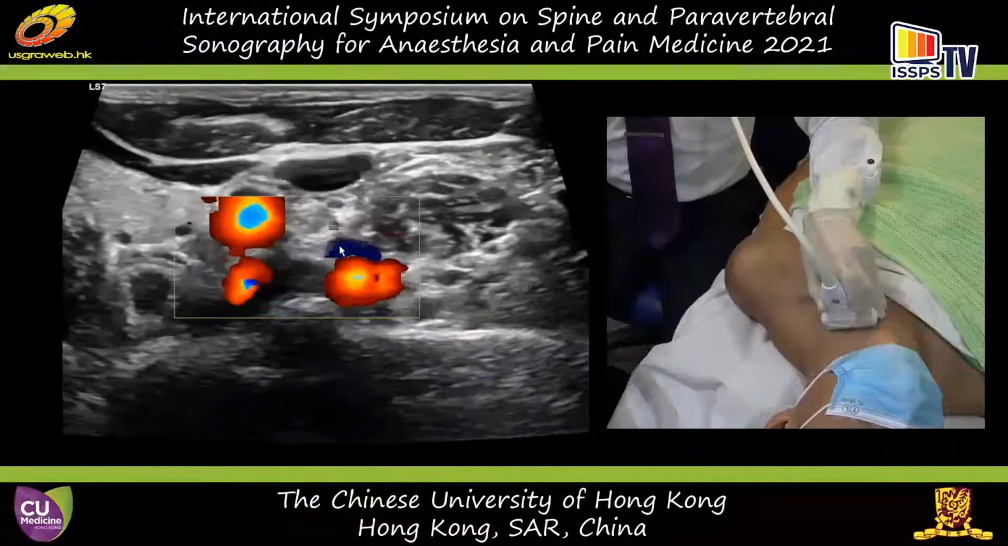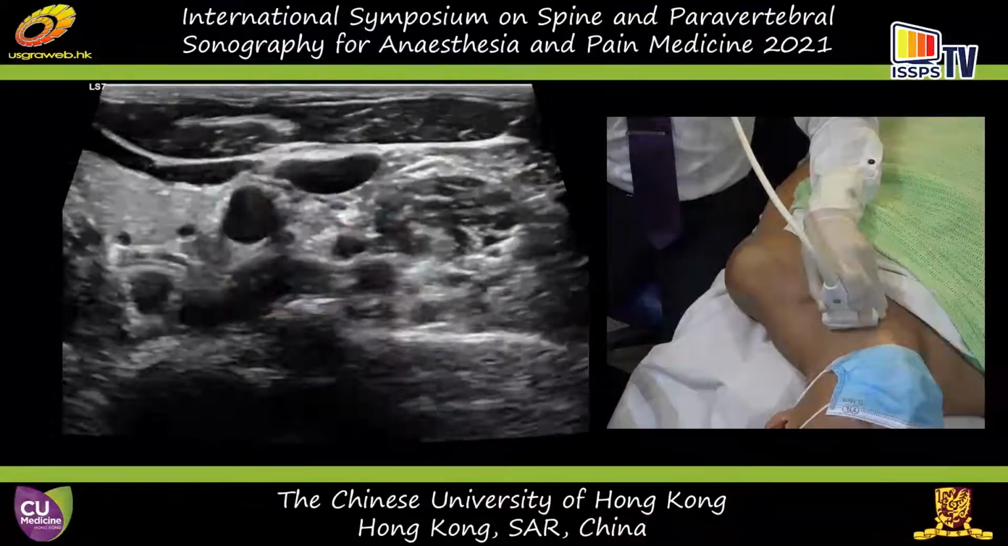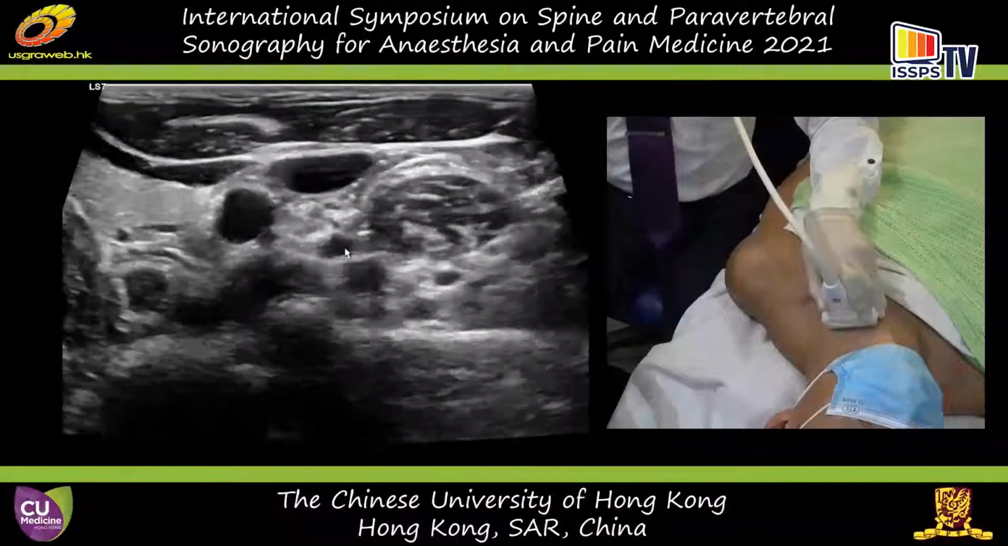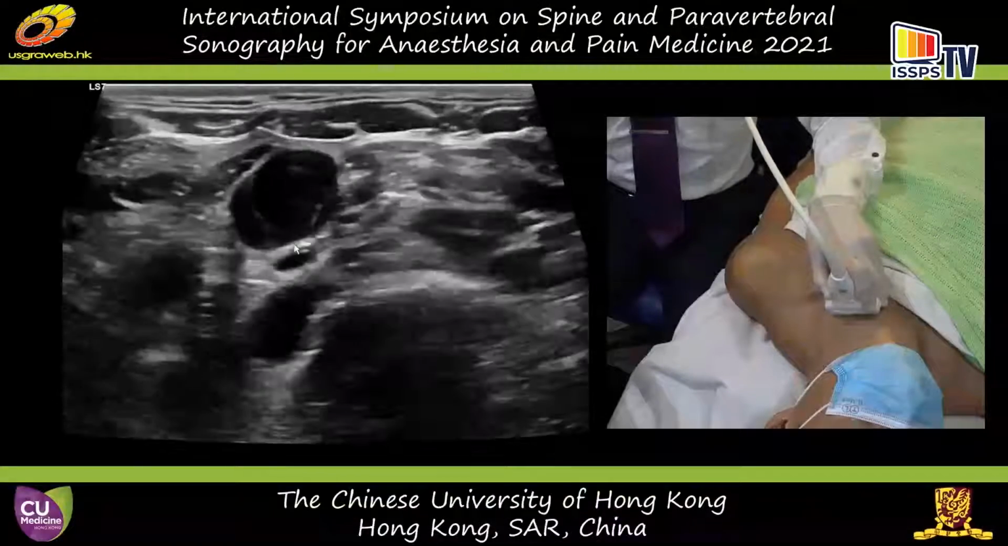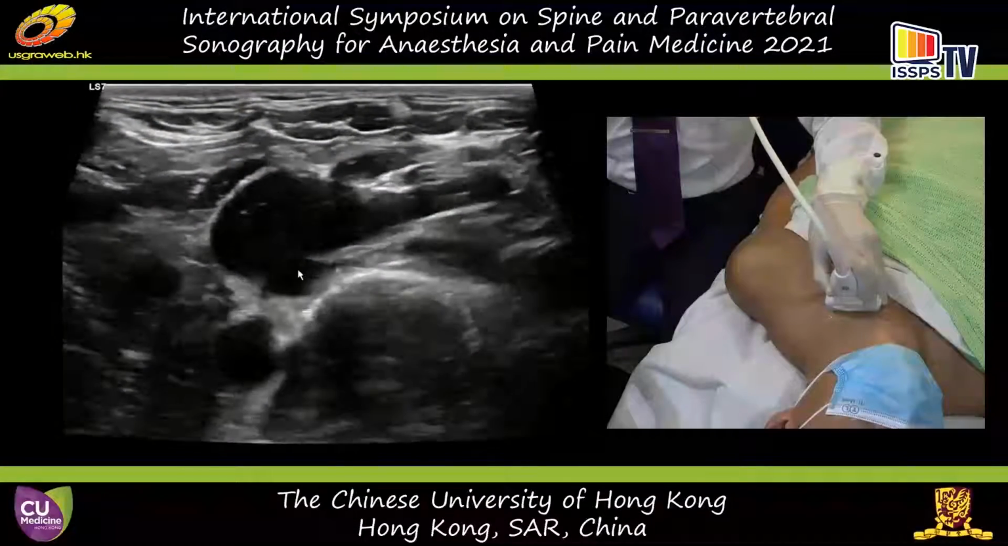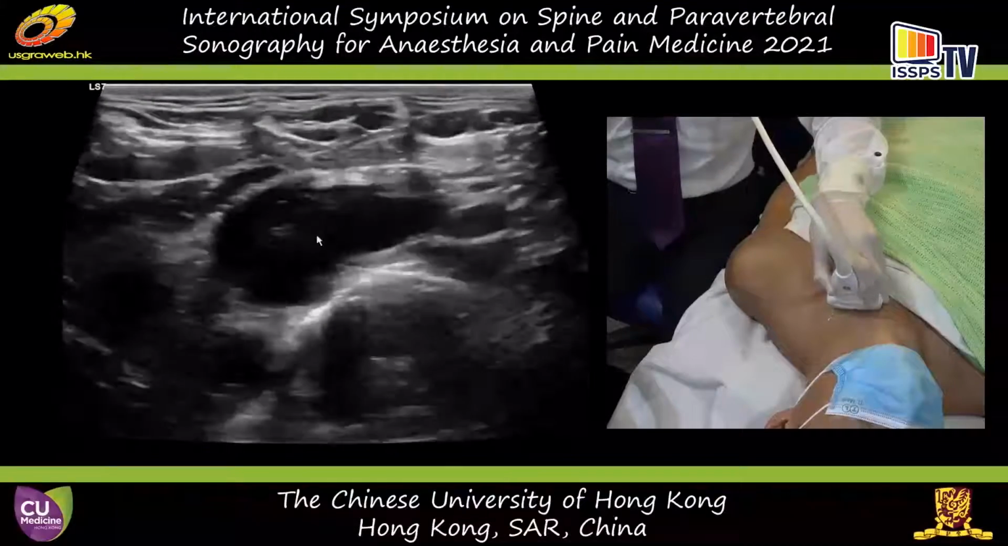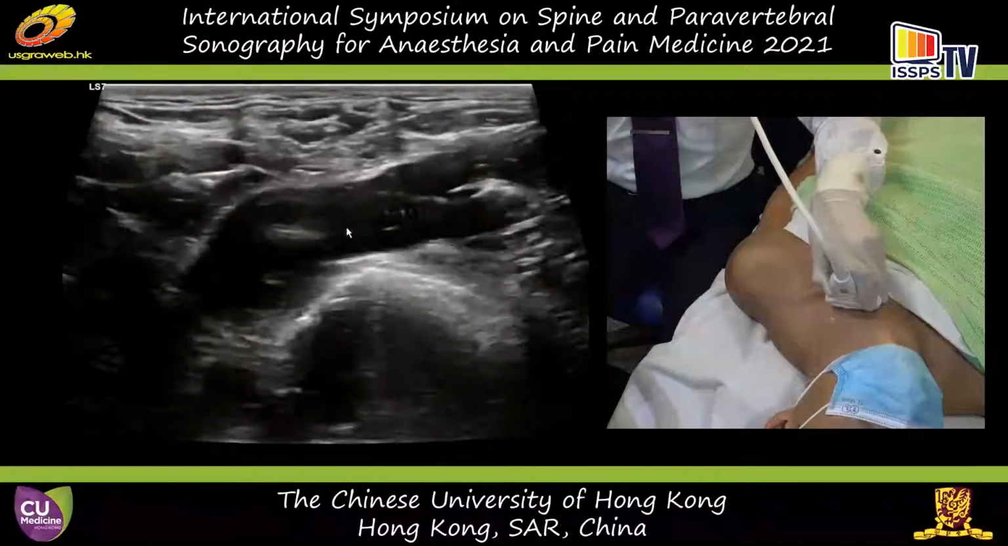Then this venous plexus, pay attention to this one here. It's going to merge to the jugular vein here. This is the merging to the jugular vein. You can see all the valves of the jugular vein here.